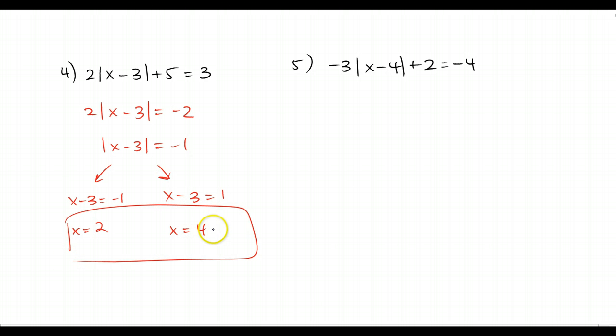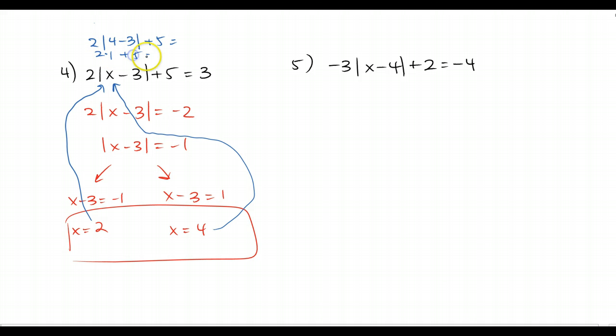You need to make sure that you test your answer back in your original problem. If I try to test these answers back in here, 2 times the absolute value of 4 minus 3 plus 5 is going to equal, so 2 times the absolute value of 1, which is 1, plus 5 is going to equal 7. Obviously not the 3 that I had originally, so that 4 doesn't work. It's an extraneous solution. If I try 2, I plug this in, I still get 2 times the absolute value of -1, which is 1, so 2 times 1 plus 5 is also 7. And so nothing here works.